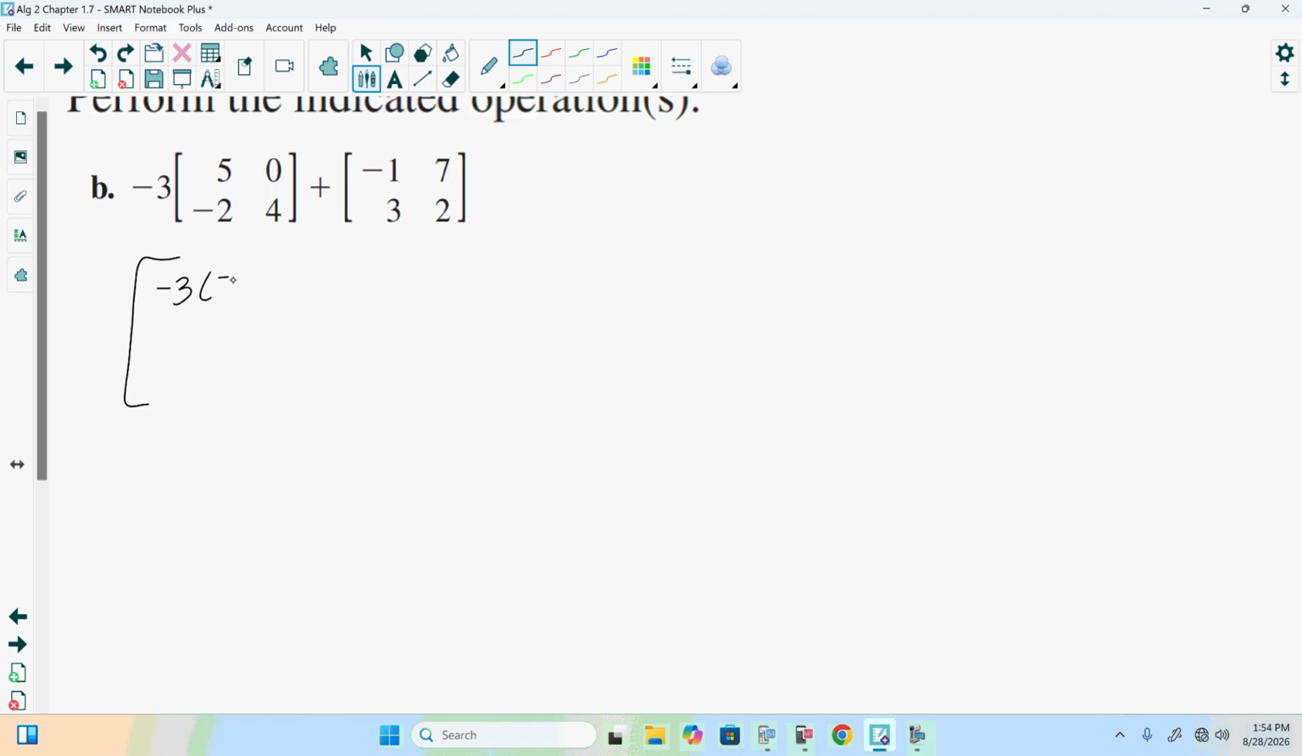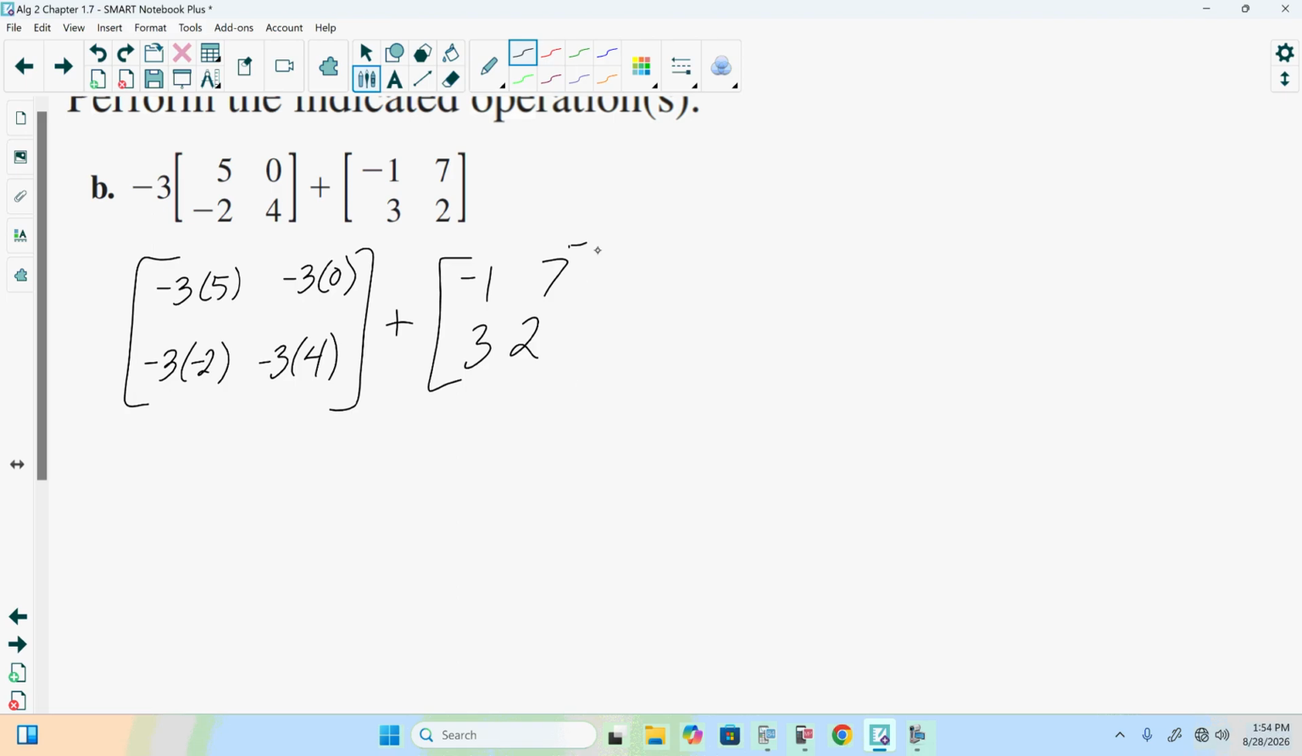So we're going to say negative 3 times 5, negative 3 times 0, negative 3 times negative 2, and negative 3 times 4. The second matrix C is still negative 1, 7, 3, 2.